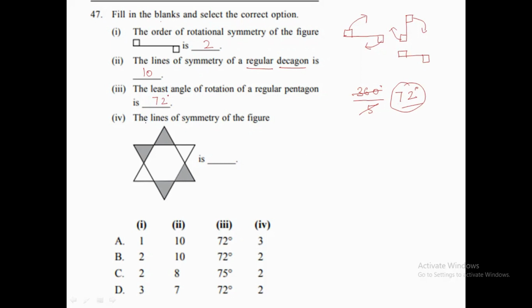Now we need to find the lines of symmetry of this figure. So how many lines of symmetry are there in this figure? We can say this line acts as a line of symmetry, and then this line will also act as a line of symmetry. No more lines can be drawn as a line of symmetry, because if we draw it like this, it won't be a line of symmetry. And if we draw it like this, it also can't be a line of symmetry. So it has only two lines of symmetry. So we are getting 2, tan 72 degree, and 2, which is equal to our option number B.